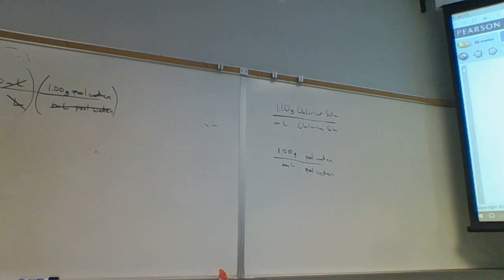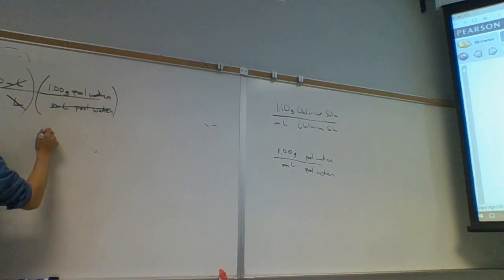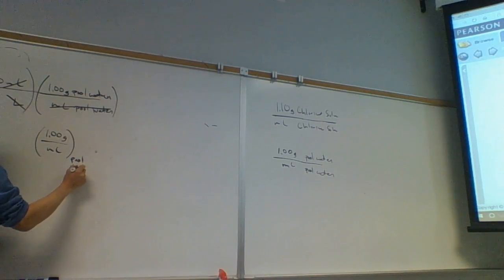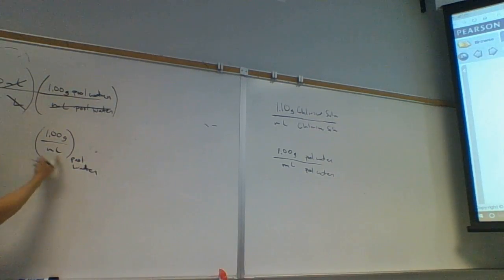Well, it didn't really change, did it? Sometimes rather than writing it like this, we could write it like this, 1.00 grams per milliliter, and then write pool water on the outside. This density is only valid for pool water. This density wouldn't be valid for the chlorinating solution, so we have to have a restriction on this density. Does it make sense?